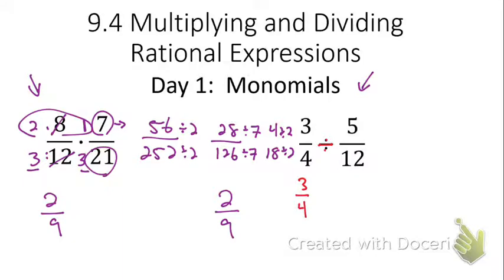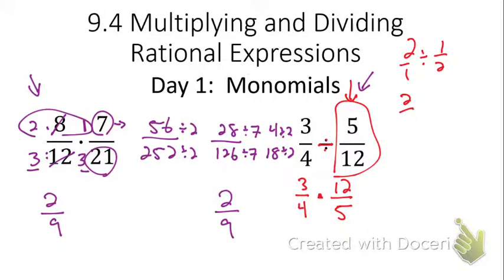Now, over here with division, the 3/4 is going to stay the exact same. The change occurs when you divide. When you divide, you have to take this fraction and flip it, and then you multiply. So the second fraction, the second expression, you flip it, and then you multiply. So now, instead of 3/4 divided by 5/12, it's 3/4 times 12/5. That's the first step.